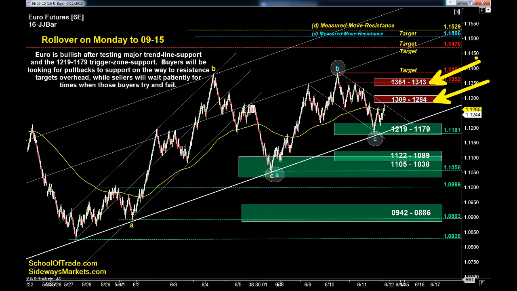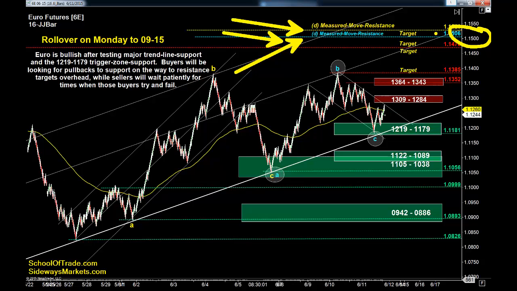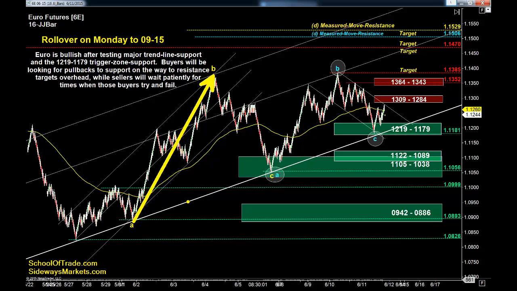You've got your targets waiting overhead, with the juicy targets still waiting to be tested. Remember, I see you 1500. That's a nice looking target up there. It's a measured move target. It's kind of a double whammy for the measured move, right?